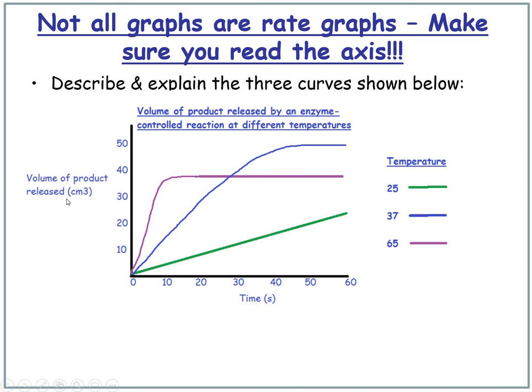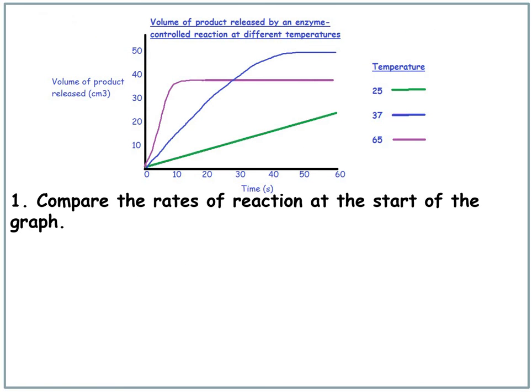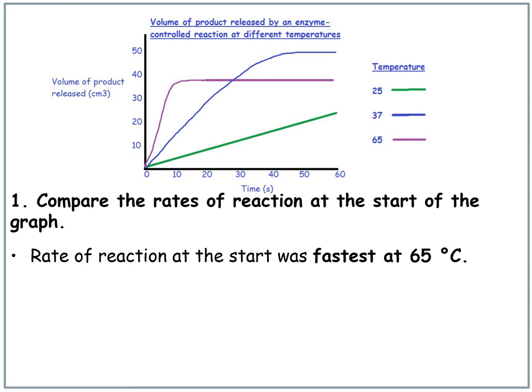It's really important when you're looking at an exam question that you read the axes, because not all graphs are rate graphs. Some of them might be volume of product. So, for instance, this one: describe and explain the three curves shown below. The first thing you would do is compare the rates of reaction at the start of the graph. The rate of reaction was fastest at the start at 65 degrees C, because the curve is steeper.